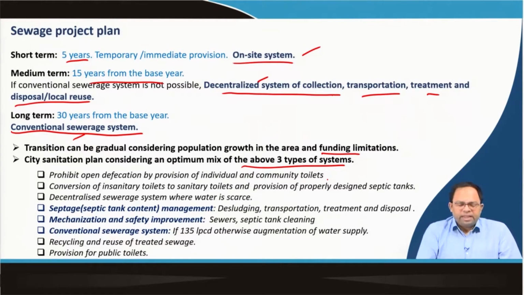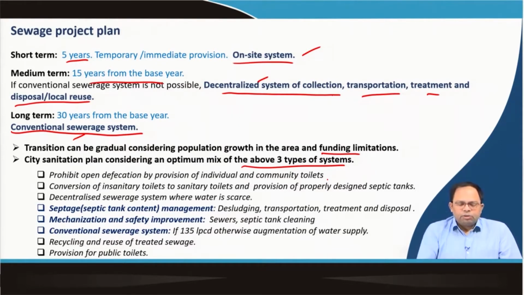Then, conversion of insanitary toilets to sanitary toilets and provision of properly designed septic tanks. If there are insanitary toilets in an urban area, that means a normal pit toilet, we can make it into a twin pit and pour flush system, where some amount of flushing is involved. Twin pits are much more sanitary compared to just a single pit system, which I will discuss later on.